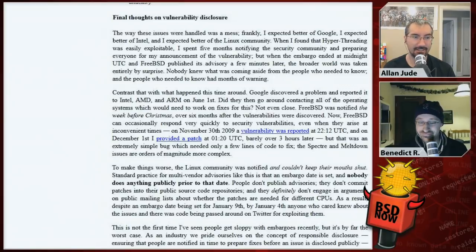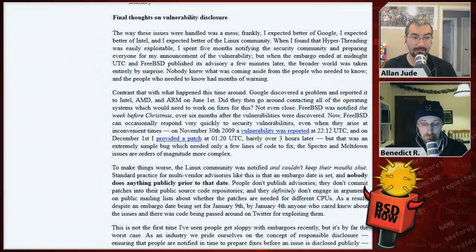So Colin's final thoughts on vulnerability disclosure. The way these issues were handled was a mess, frankly. I expected better of Google, I expected better of Intel, and I expected better of the Linux community. When I found that hyperthreading was easily exploitable, I spent 5 months notifying the security community and preparing everyone for my announcement of the vulnerability. But when the embargo ended at midnight UTC and FreeBSD published its advisory a few minutes later, the broader world was taken entirely by surprise. Nobody knew that this was coming, aside from people who needed to know, and the people who needed to know had months of warning.